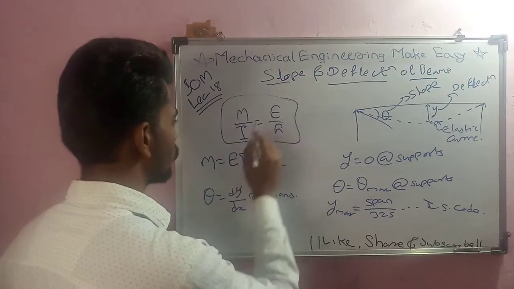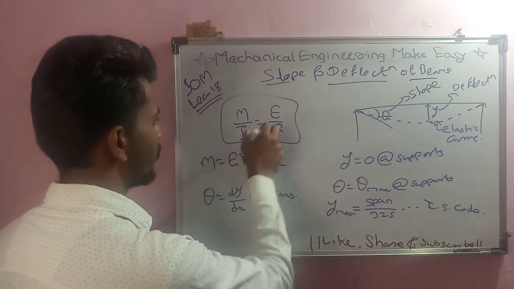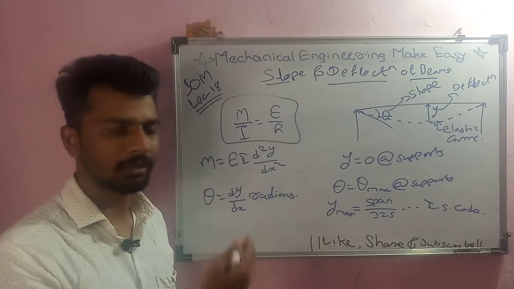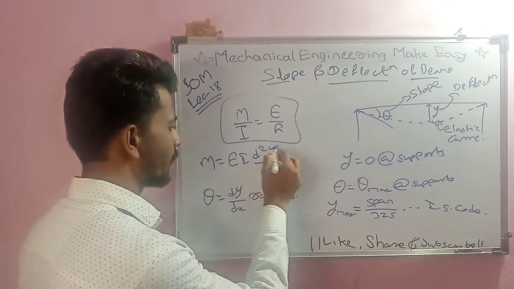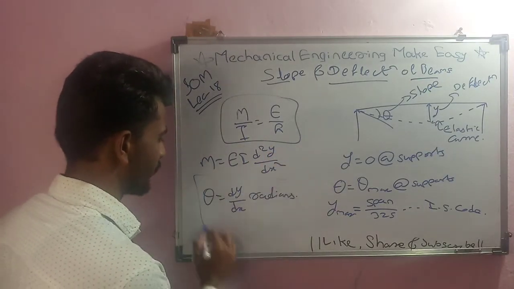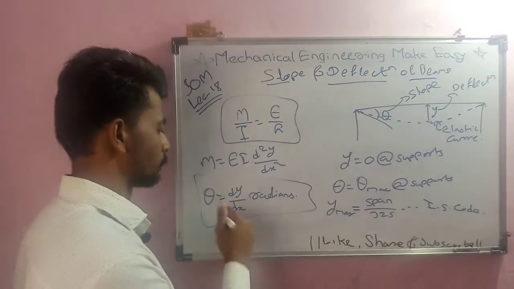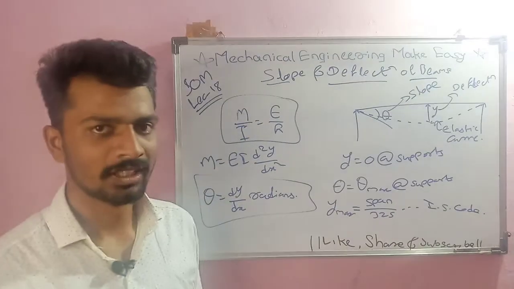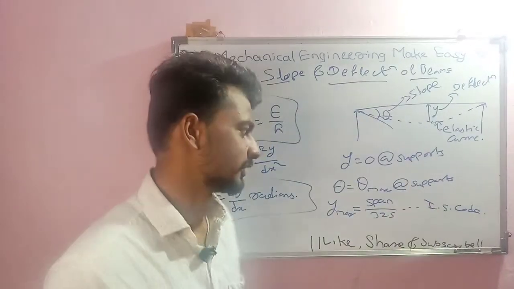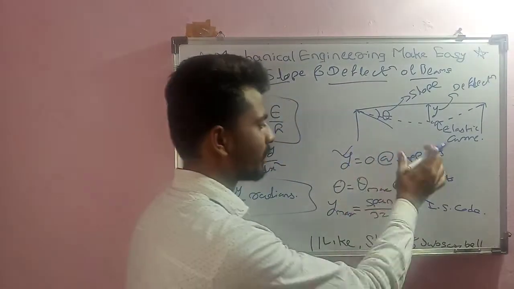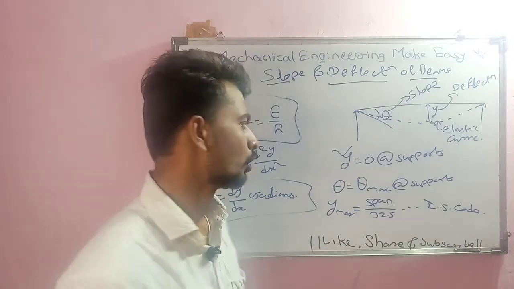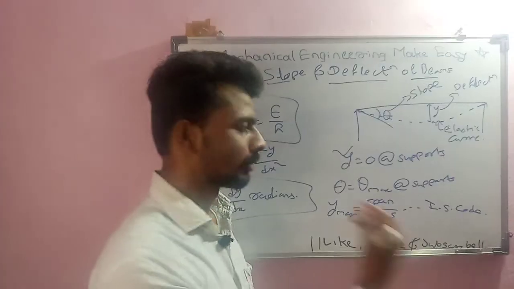We have derived one formula from this equation, that is M upon I equal to E upon R, where M is nothing but the bending moment. So M equals E I d2y by dx squared, and if we integrate this equation then we will get the theta value, that is nothing but slope. Slope is dy by dx, and this term will be in radians. We will look at some standard cases: y will always be 0 at supports. If there is a support, the deflection will always be 0, and theta will be maximum at supports.